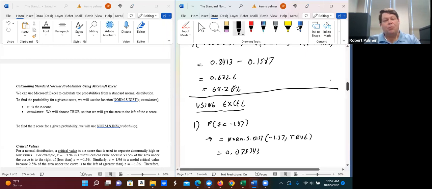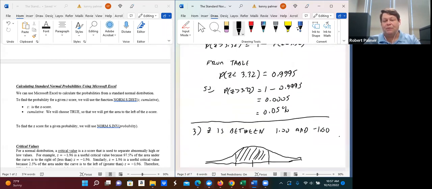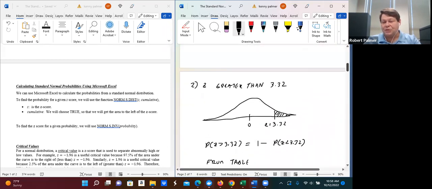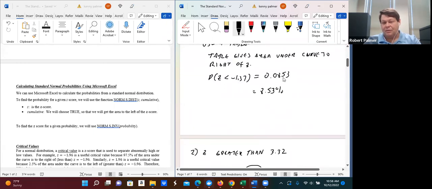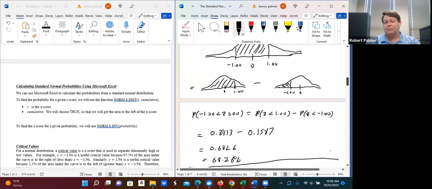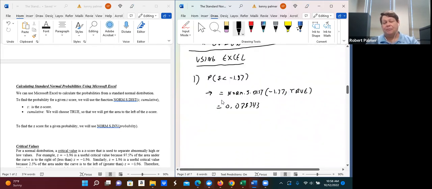If you look, that's actually a little more accurate than what we're given in the table. The table is only given to 4 decimal places. This usually gives us 5 or 6 places. But basically it's the same thing.